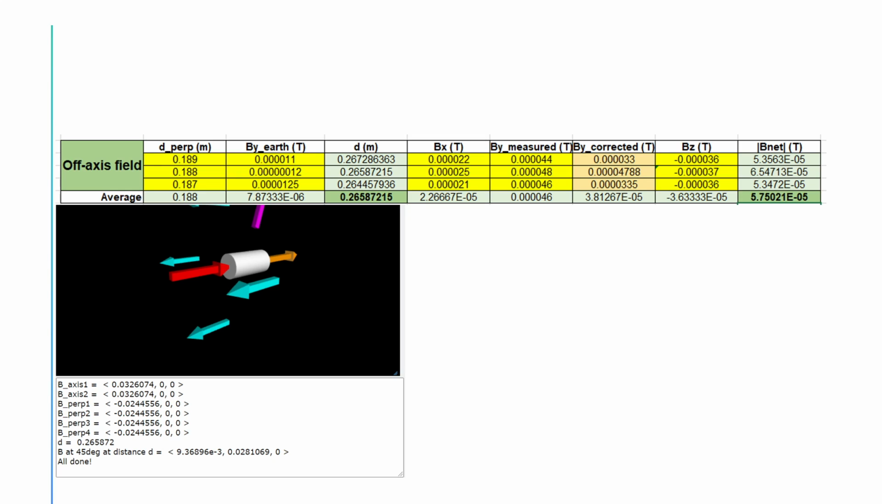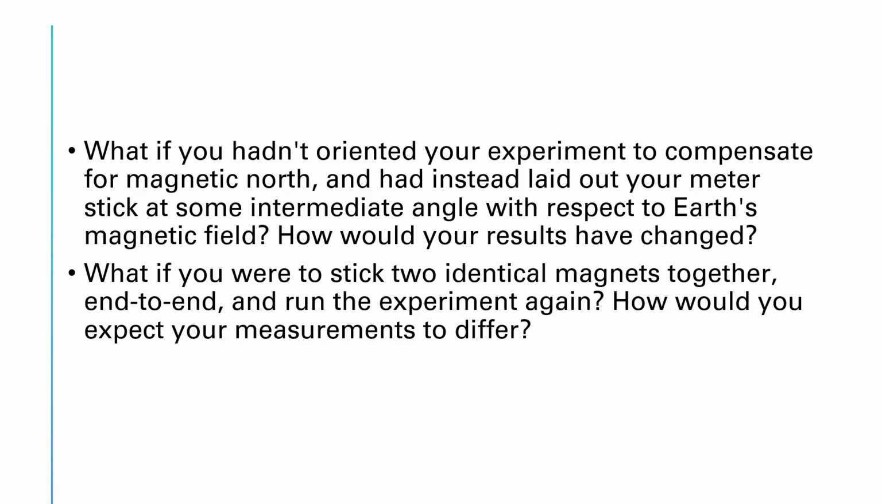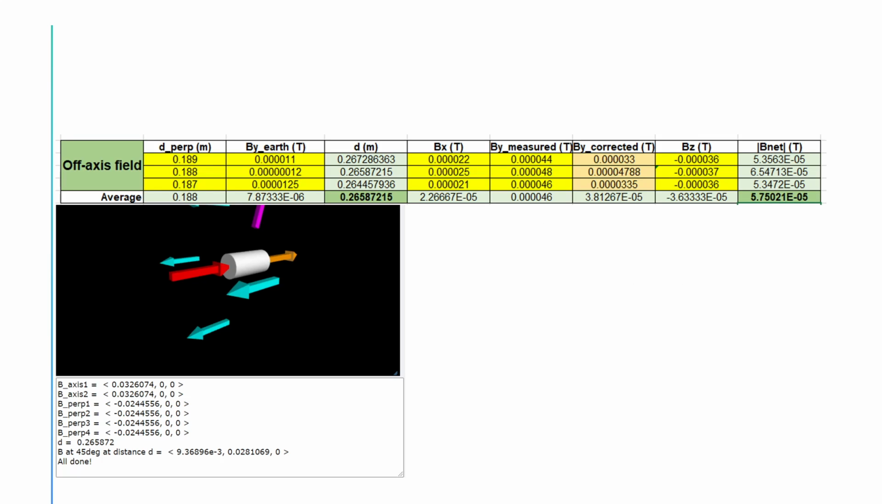For example, it's impossible to completely mitigate the magnetic field of the Earth, which means that there was probably a little bit of error when I started. So what if I hadn't oriented my experiment to compensate for magnetic north? If I didn't, then I'd have to account for the fact that the Earth's magnetic field was also in all three directions, and I'd have to correct for every single direction, which would be a lot of work, and I don't think that was the best course of action.